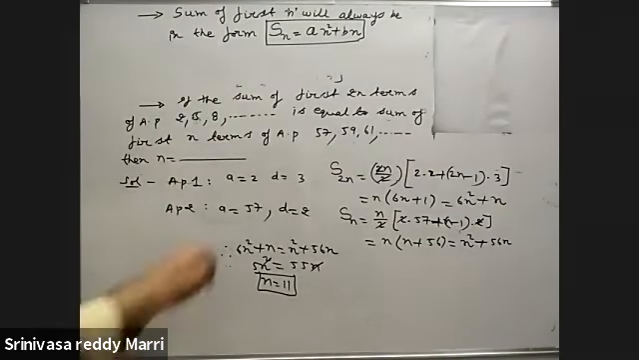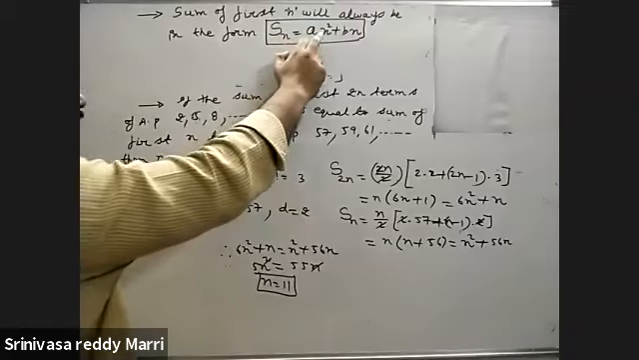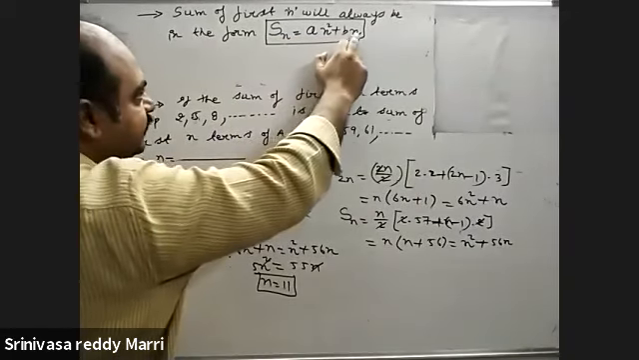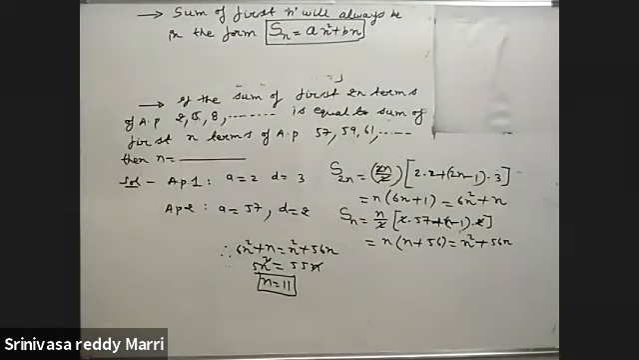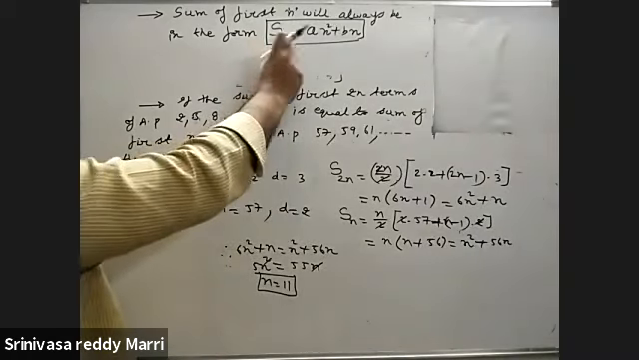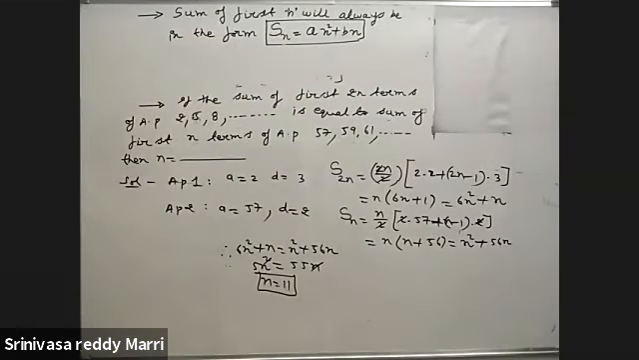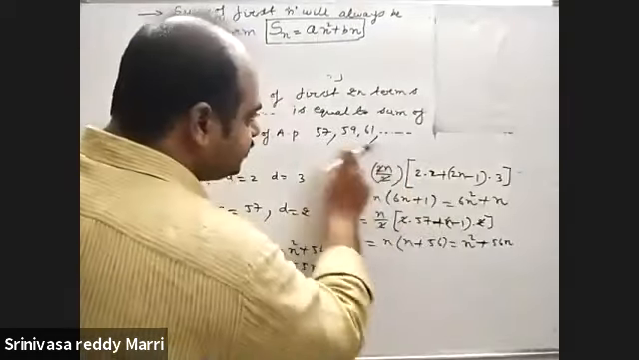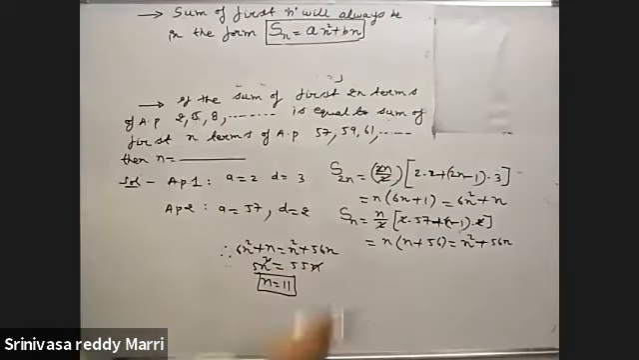Whenever the sum of first n terms is given as a quadratic expression in n whose constant is 0, then those numbers will form an AP. Whenever the sum of first n terms is given in the form of a quadratic expression in n, that series will be an AP. Like that, whenever the sum of n terms is given, you have to know that the series is forming an AP.